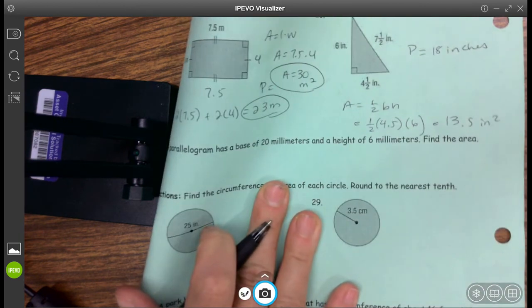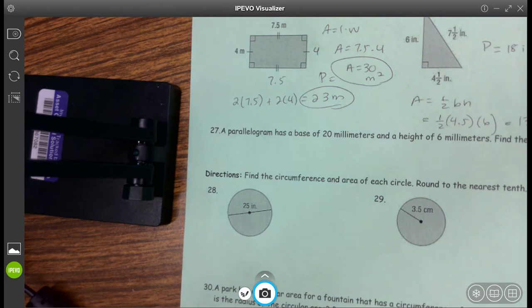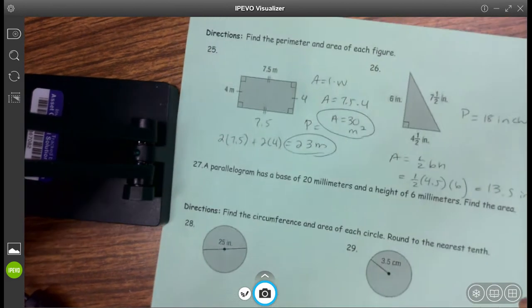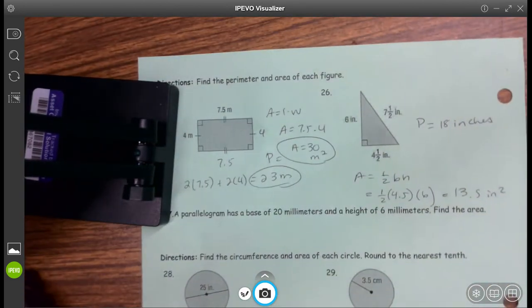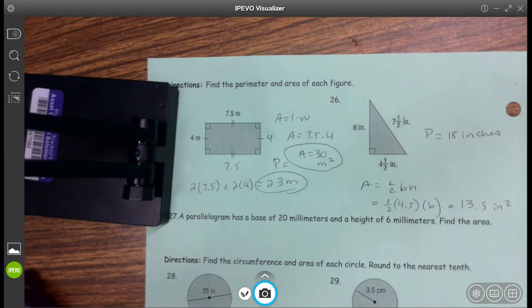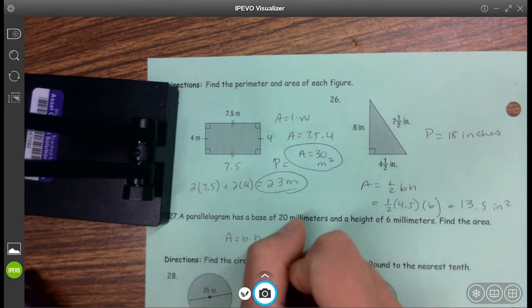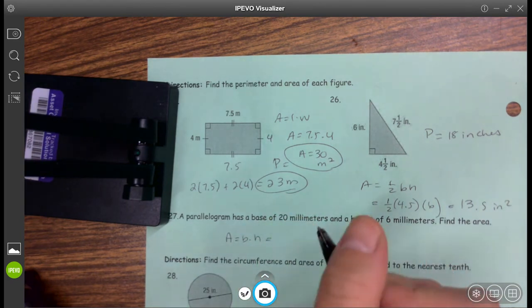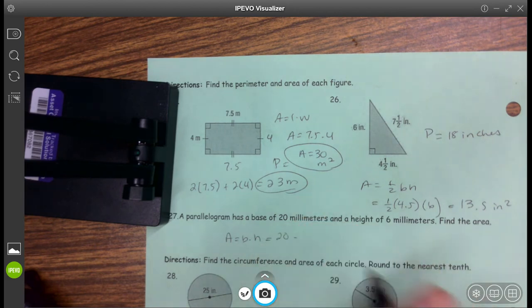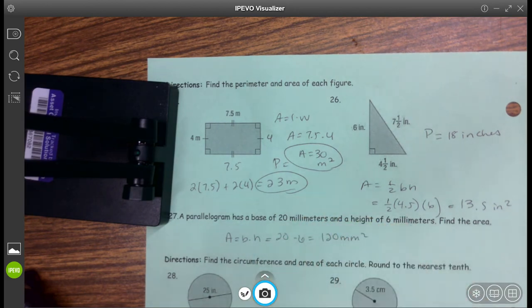Okay. You can always pause the video, rewind it. The goal is to actually do this and then check it, okay? A parallelogram has a base and a height. The base is 20, the height is 6, find the area. Well, we see in our notes, we are using our notes, that it's A equals B times H. The base is 20, the height is 6, 120 millimeters squared.